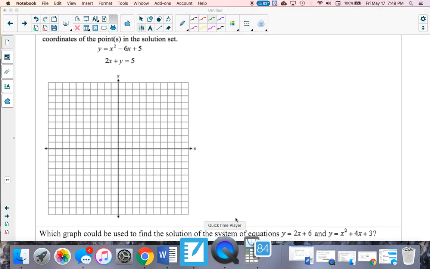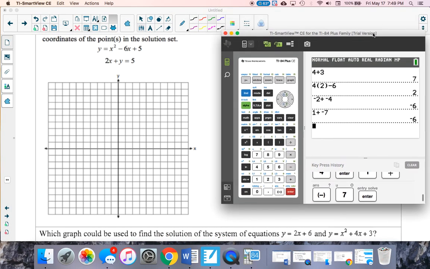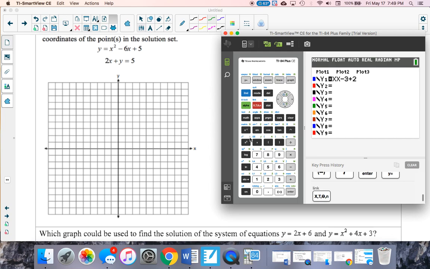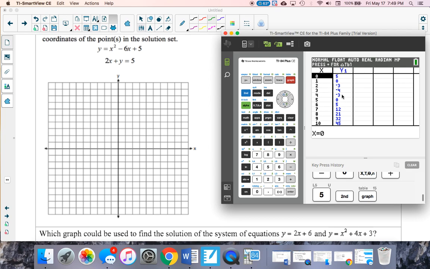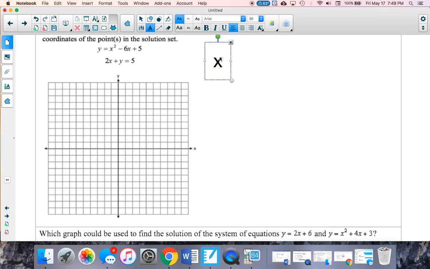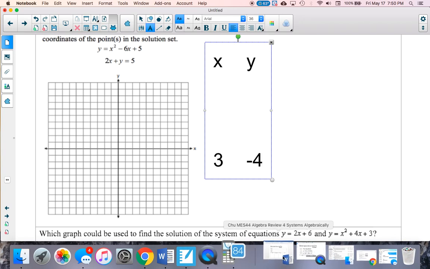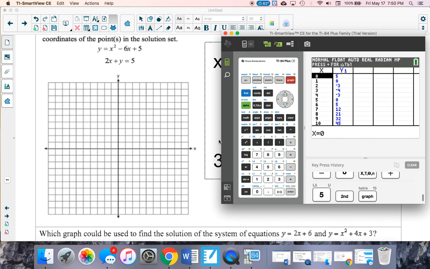Where's my calculator? Y equals x squared minus 6x plus 5. Let's take a look at our table. The turning point is at 3, negative 4, so I'm going to copy down those values. I got x, y. I said 3, negative 4, right? And then let's see what values were on top. So 2, negative 3.